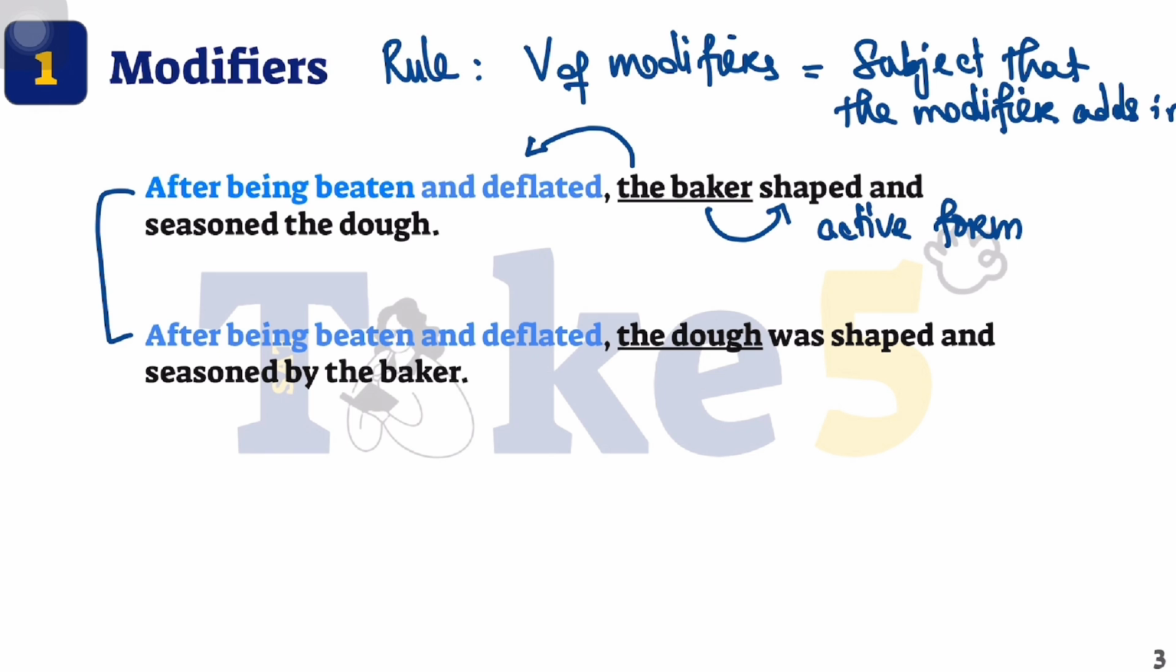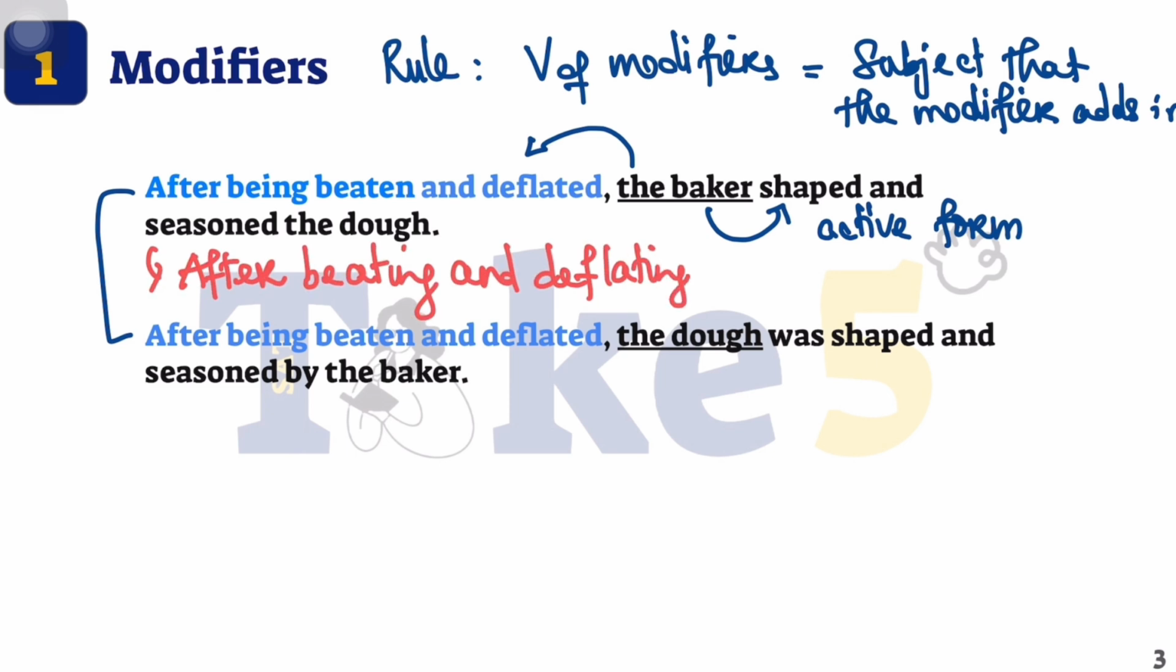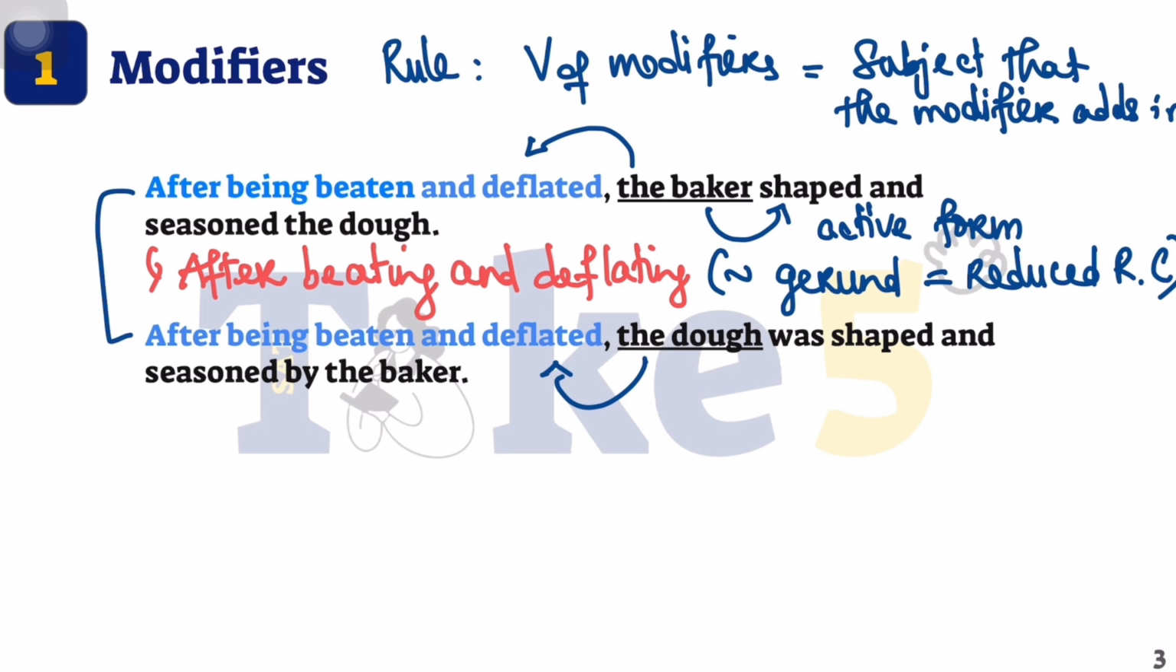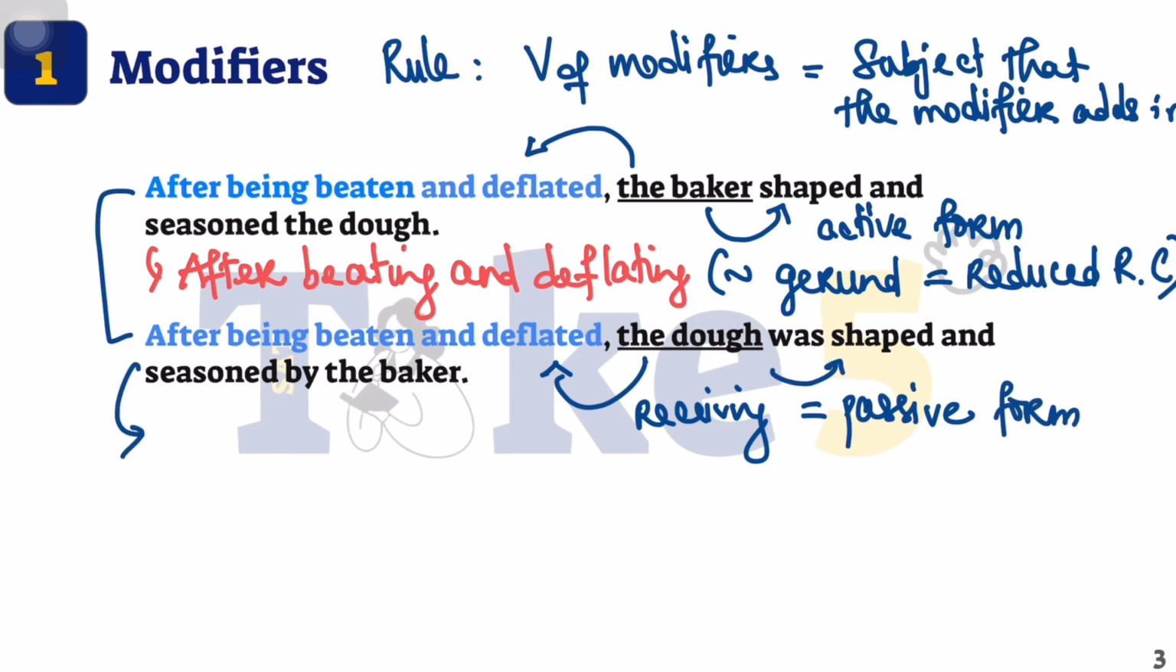So the modifier has to be after beating and deflating, or the gerund forms, just like a reduced relative clause. On the other hand, if the dough is a subject, but it is in fact receiving the action beat and deflate, the modifier also has to take the passive form, just like shape and season here.